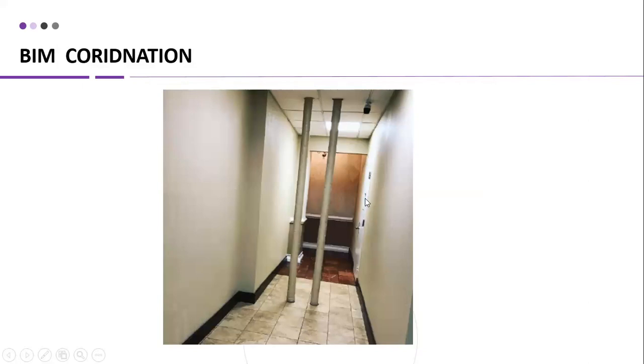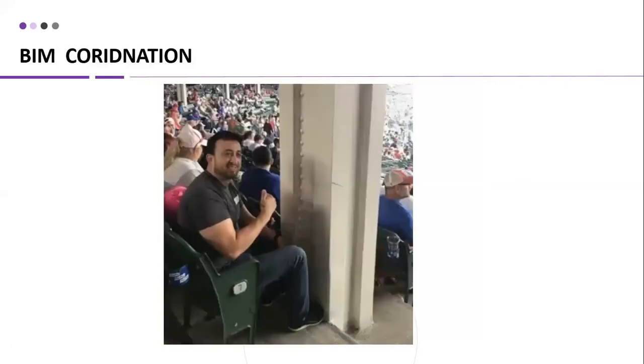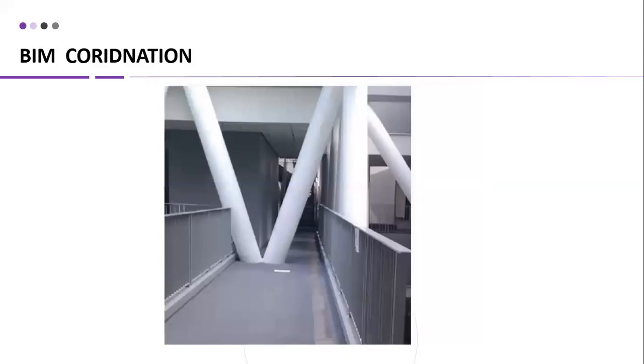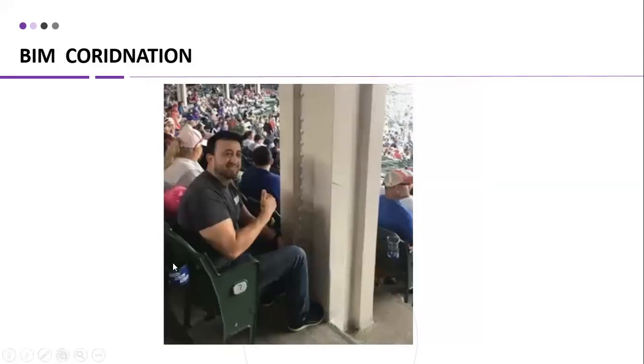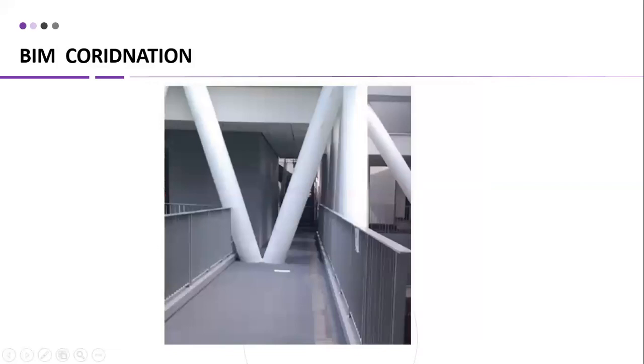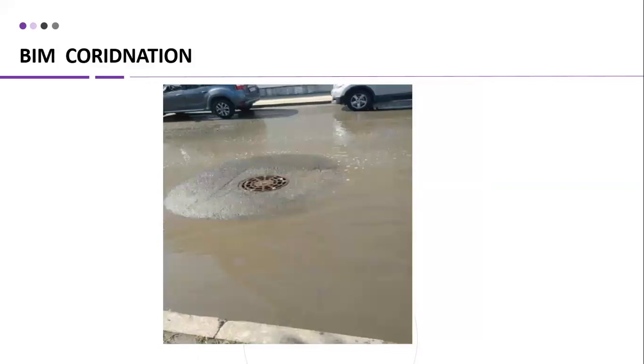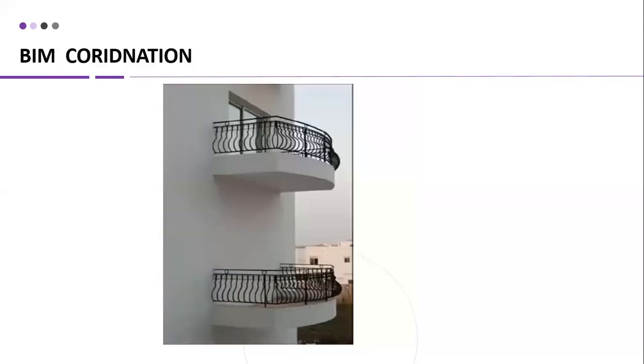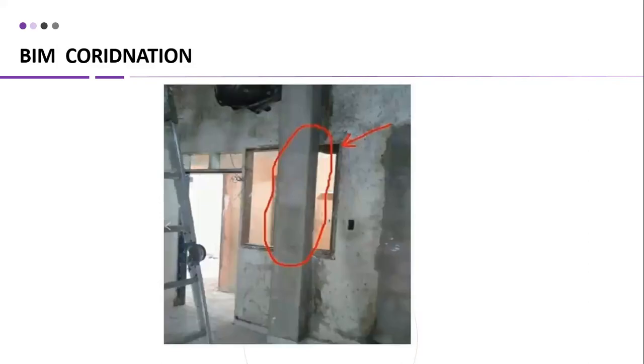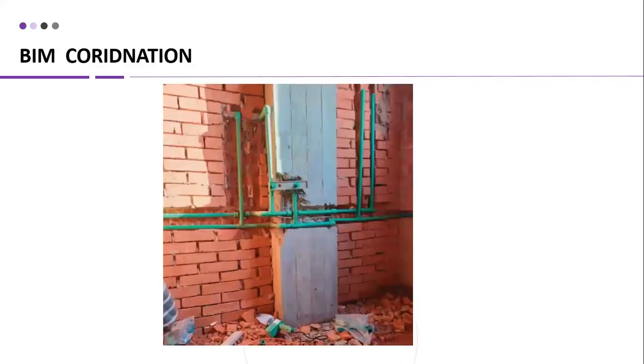So the MEP people and the architectural people don't have any idea about the coordination. Simply they saw the drawing and they executed. You see, this is a column, and the chair they had placed here. Here is a small bridge, and the pipes are penetrating through it. Here is a staircase, and a column is coming in between. And here, the rain should go towards the manhole, but it's not going because the slope is not given properly. Here you can see in the balcony, and here also, near the window they had placed the column.